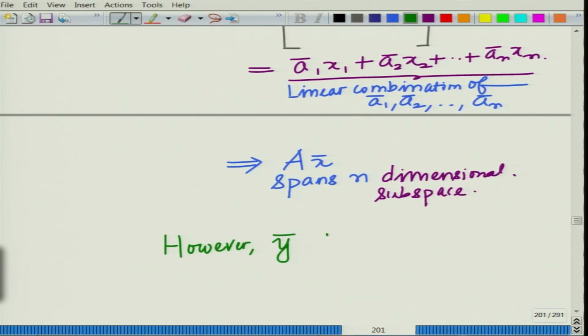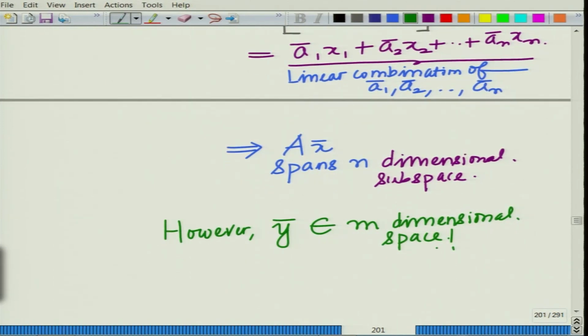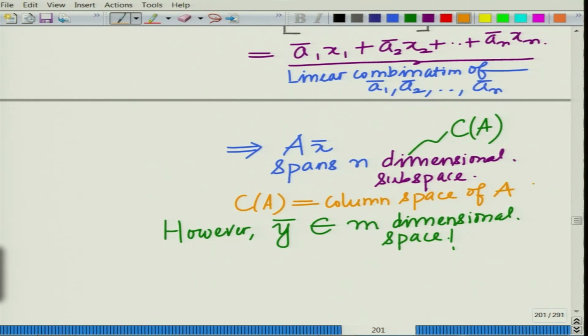y bar belongs to an m dimensional space. It can be any vector in an m dimensional space. So, if you look at this n dimensional subspace, and call it CA, that is the column space spanned by the columns of A. What is CA? CA equals the column space of A, which is n dimensional. Now, the solution exists.